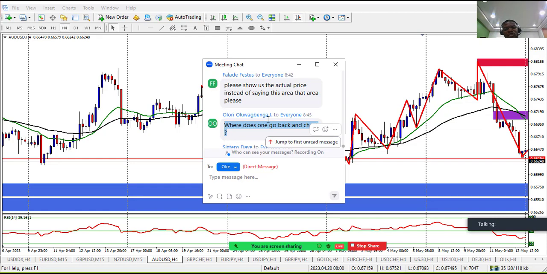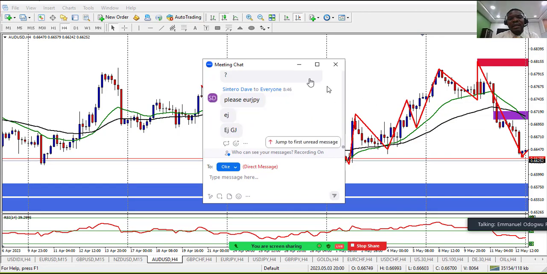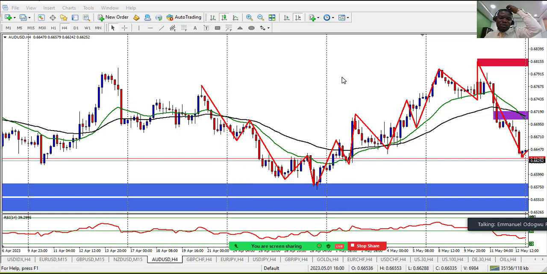So Festus, you are saying we should show you the actual price. I already showed you the actual price. It's actually a zone, right? It is not a particular price. So don't trade with the mindset of a particular price, for example, 1.04121. No, that's not how trading is done. It's actually a zone, right? So if price gets around that zone, that's when you take your trade. Best way to analyze, please. It's a zone, not a particular price. Okay, so don't look for a particular price.